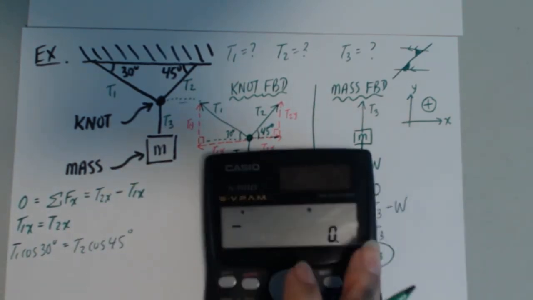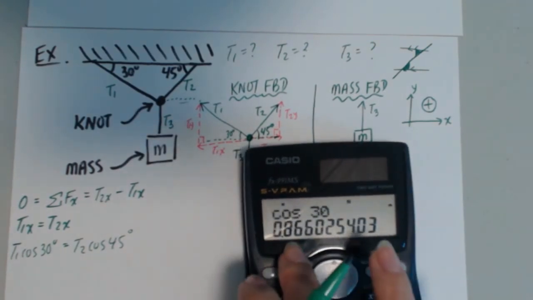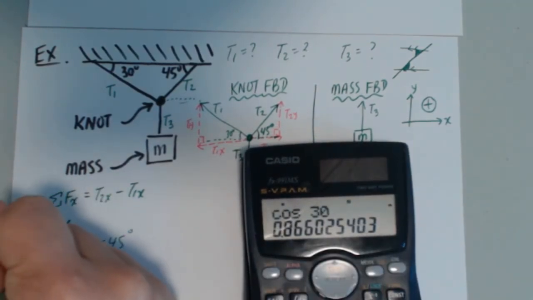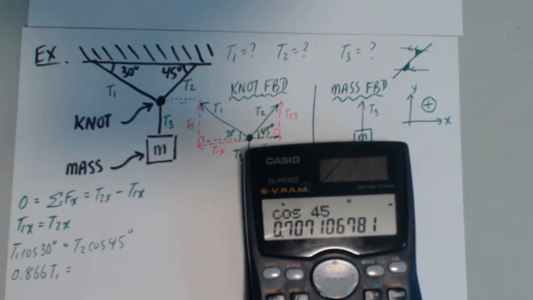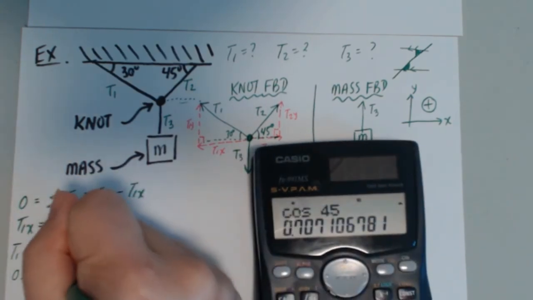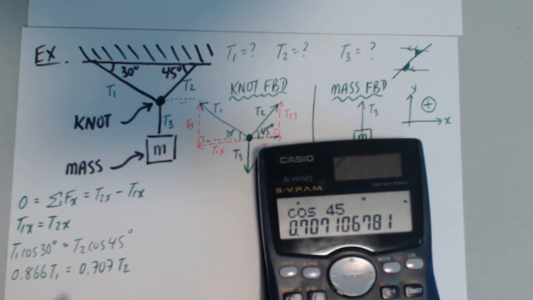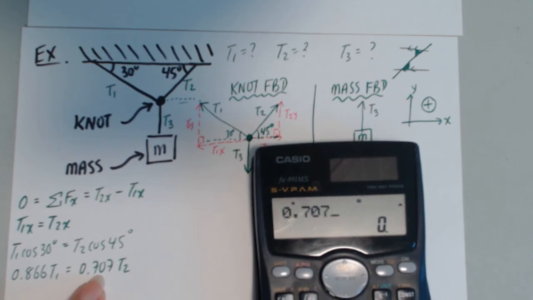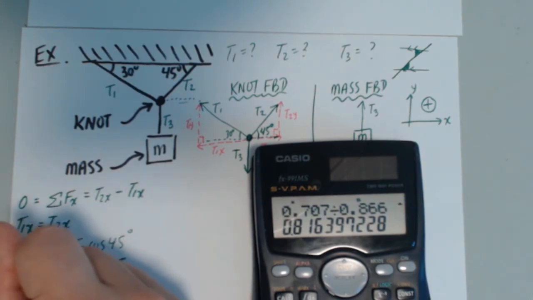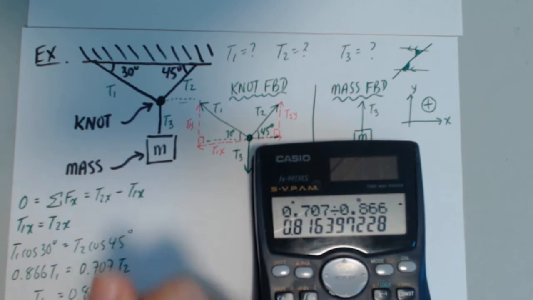So at this point, I can just figure out what cosine of 30 and cosine of 45 is. Cosine of 30 is, let's take that to 3 decimal places, 0.866. So we have 0.866 T1, and cosine of 45 is 0.707. So you know what I'm going to do? I'm just going to isolate for T1 here. So that means I'm going to do 0.707 divided by 0.866. So T1 is equal to 0.816 T2.